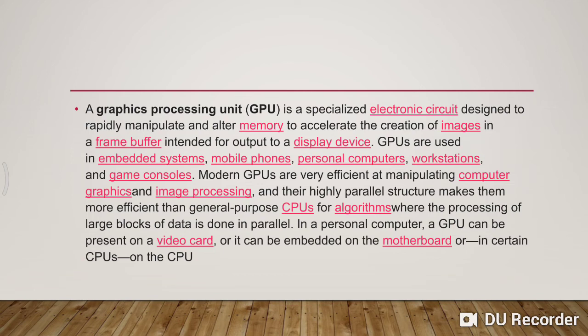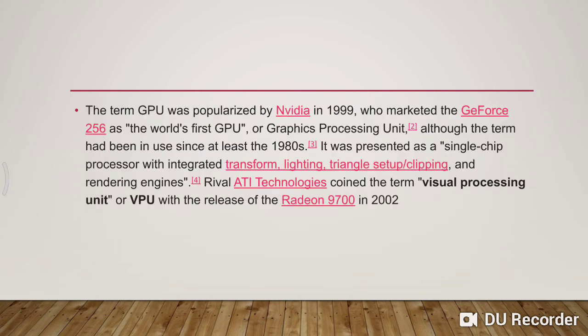Modern GPUs are very efficient at manipulating computer graphics and image processing, and their highly parallel structure makes them more efficient than general purpose CPUs for algorithms where the processing of large blocks of data is done in parallel. In a personal computer, a GPU can be present on a video card, or it can be embedded on the motherboard, or in certain CPUs, on the CPU.